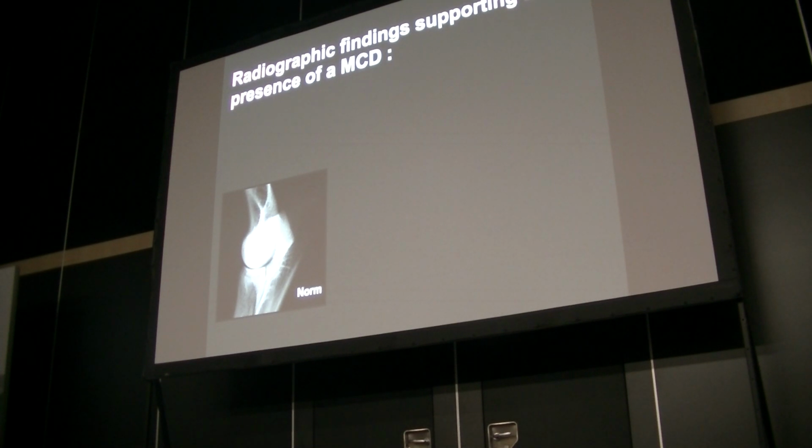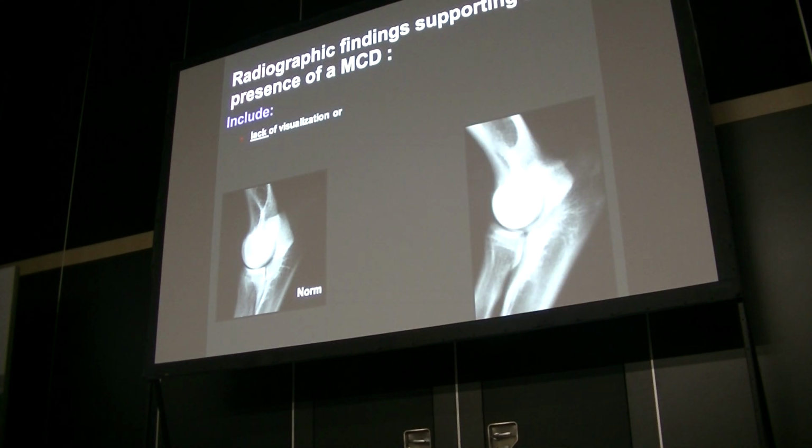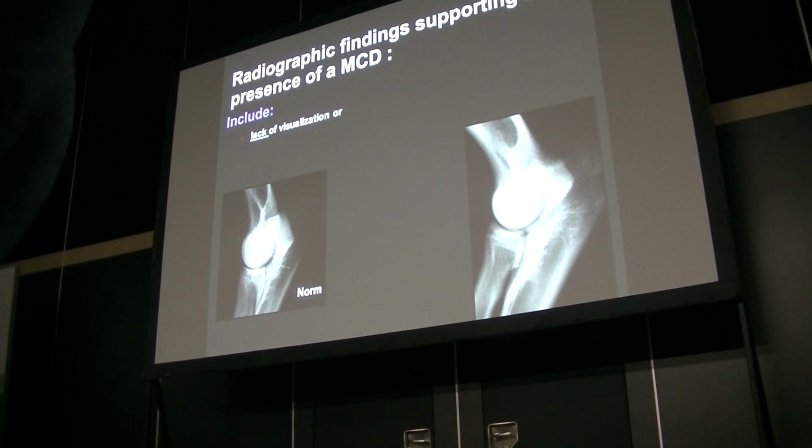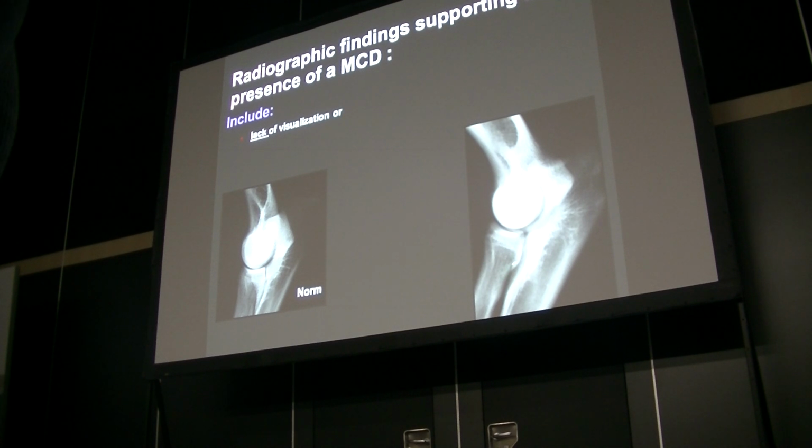So the radiographic findings supporting medial coronoid disease: the lack of visualization of the medial coronoid process. Again on this extended view, we try to follow the coronoid process, but there is no coronoid process. The line is immediately going upwards. If we compare it to the normal one, how it should be, we can be sure that there is medial coronoid disease and probably a coronoid process fragmentation in this case.